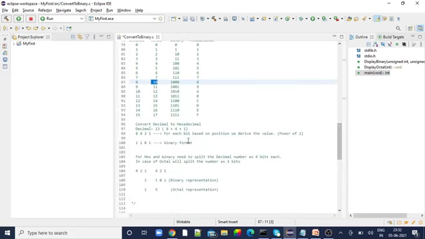How are we going to convert decimal to hexadecimal? As we already explained, the easier way is to first convert the decimal number to a binary number, then group 4 bits, and for each group of 4 bits write down the hexadecimal value, and we get the hexadecimal number.